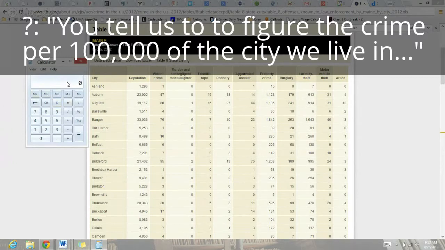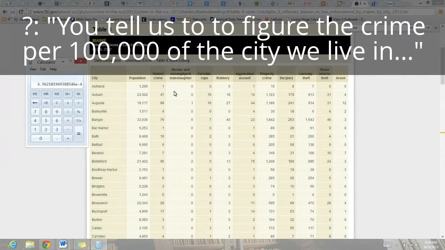Actually, fortunately, there are only 23 aggravated assaults per 33,036 people, which means that there are 6.96 times 10 to the negative 4 assaults for every person in Bangor. Bangor is actually quite safe. Or if we multiply that by 100 to get a percent, it would be 0.07% of the time someone in Bangor is going to get assaulted.